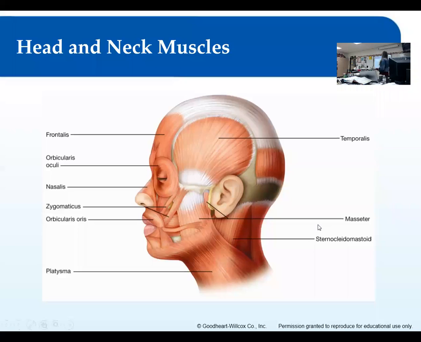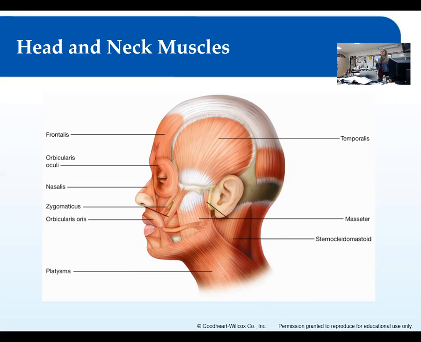So first one here is the zygomaticus. Sounds like the cheek. Zygomaticus, that's the cheekbone. So that's the muscle that goes across the cheek. Okay. The sternocleidomastoid. This one is kind of at the back of your neck and wraps around a little bit.